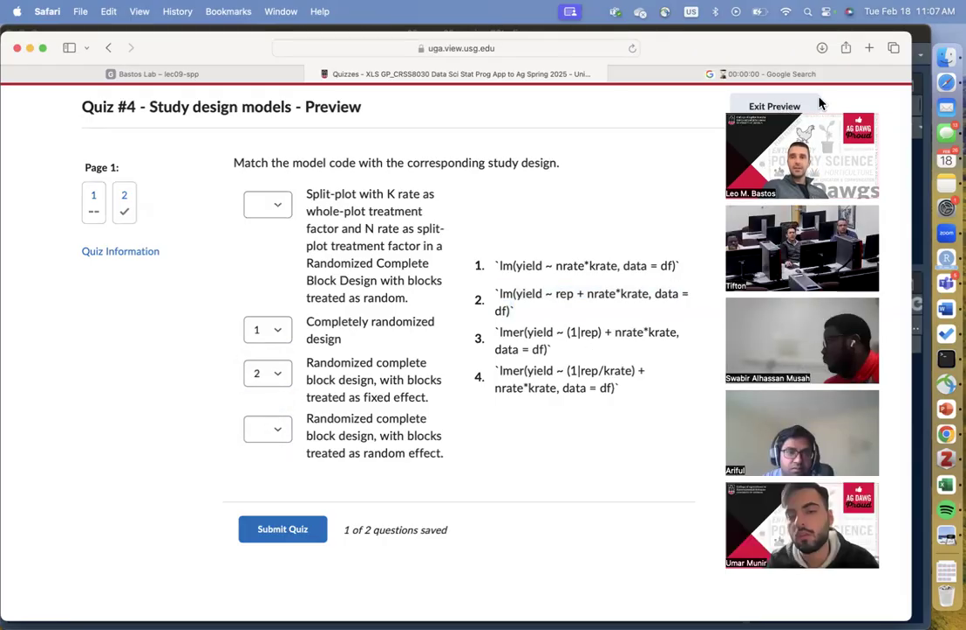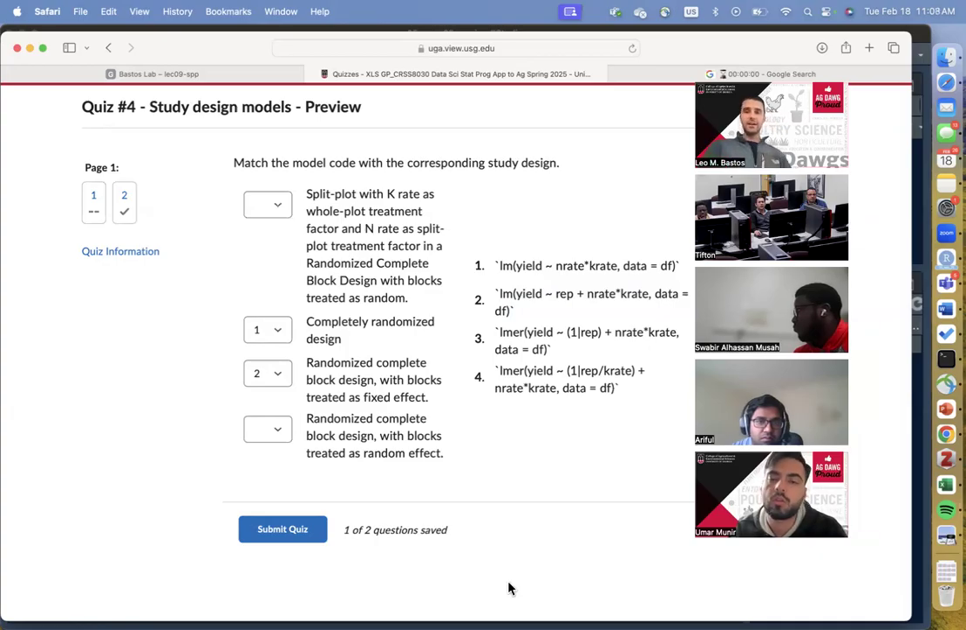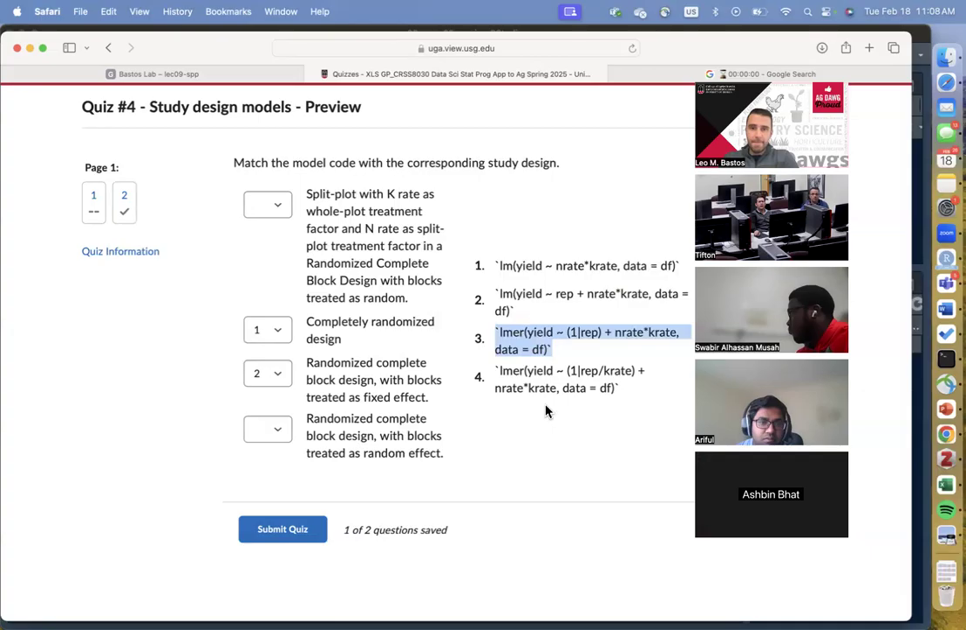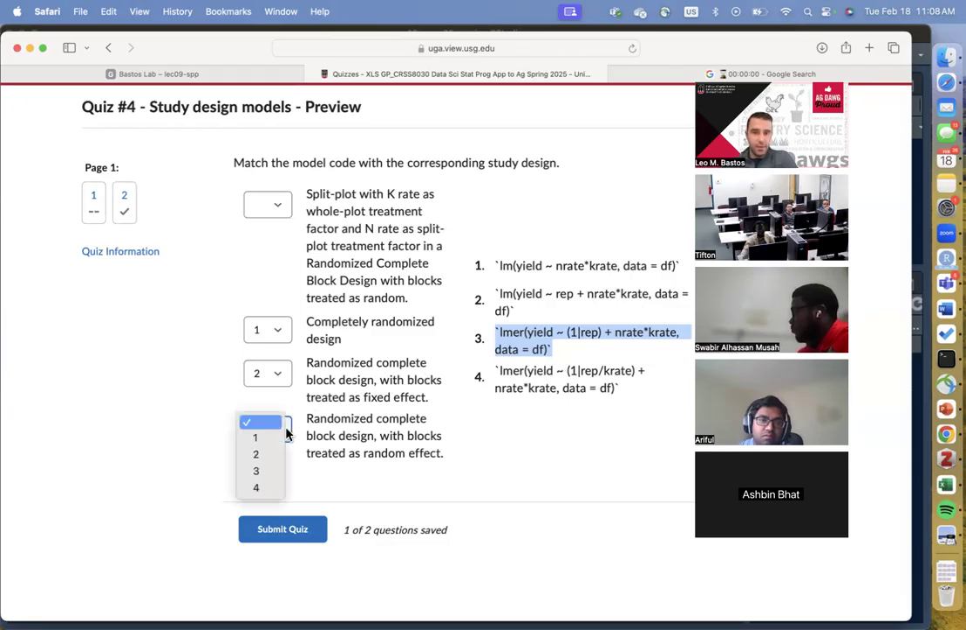Let me go online and see if someone can help me. What about in Tifton? What do you guys think is the next one? If you're saying something, I can't hear you. In this case, replication is treated as a random effect, right? This is the RCBD with block treated as a random effect. That's right, Ashwin. So this would be number three, would be here.